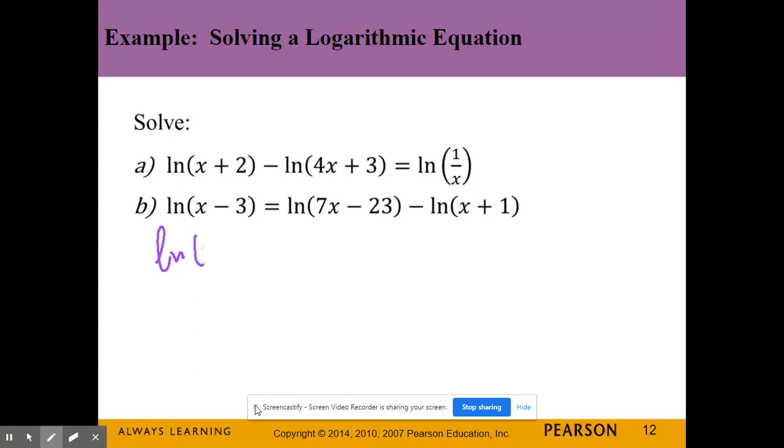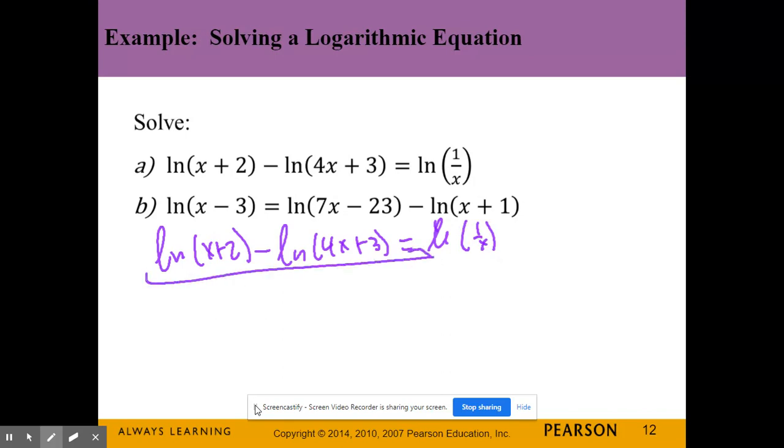So you have natural log of x plus 2 minus natural log of 4x plus 3, and that's equal to natural log of 1 over x. First thing you need to do is condense. So the condensing we did last lesson, we're going to do here: subtraction on the outside becomes division on the inside. So that means natural log of x plus 2 minus natural log of 4x plus 3 is equal to natural log of x plus 2 divided by 4x plus 3. And that's still equal to the other side, where it's natural log of 1 over x.